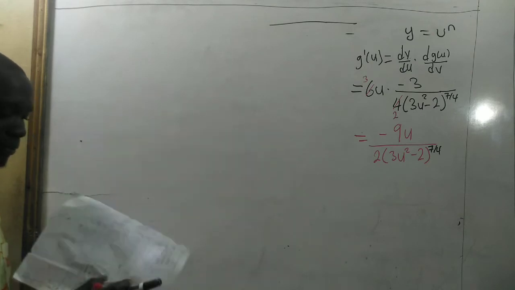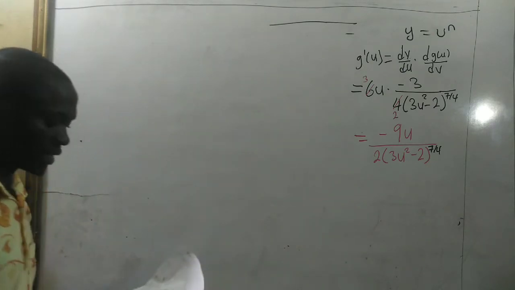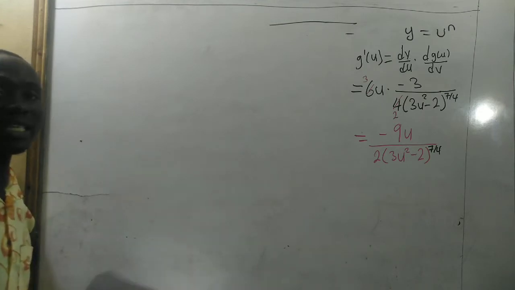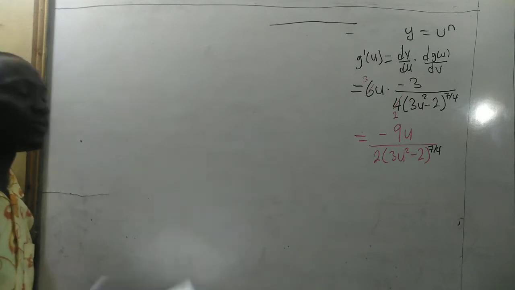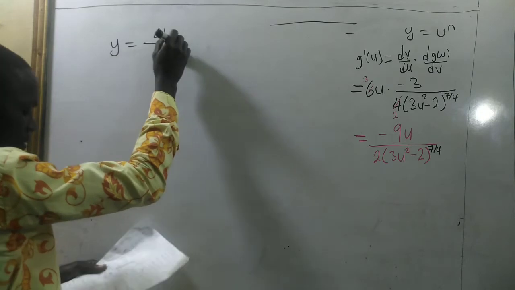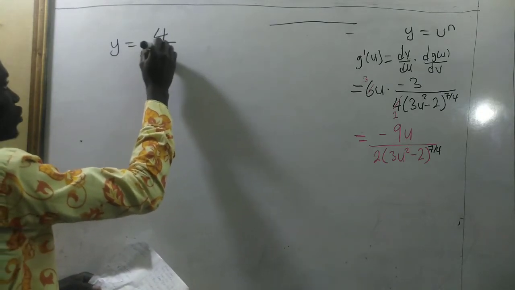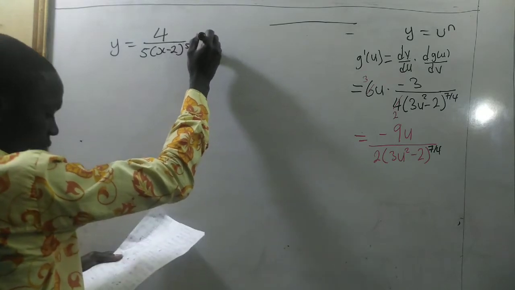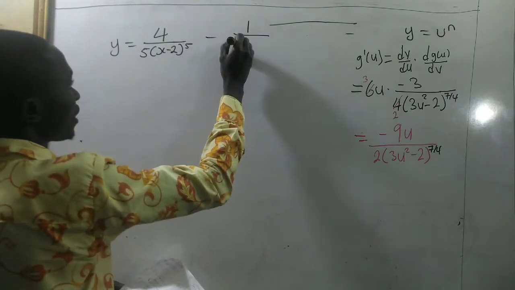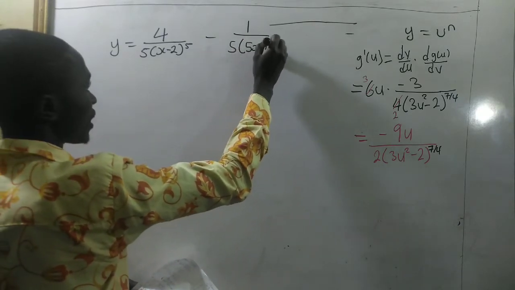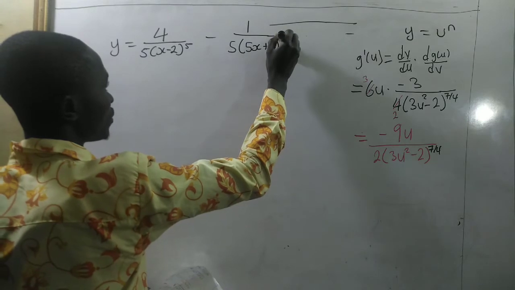Okay, let's take this one. This type mostly occurs whenever we are doing integral by parts. Whenever you are doing integral by parts, you get something like, let's say, y equal to 4 divided by 5 into bracket x minus 2 to the power 5 minus 1 divided by 5 into bracket 5x plus 3. Let me give it to the power 4.